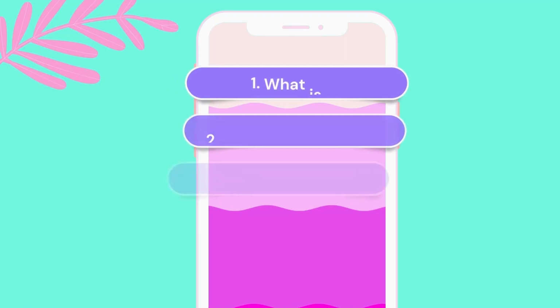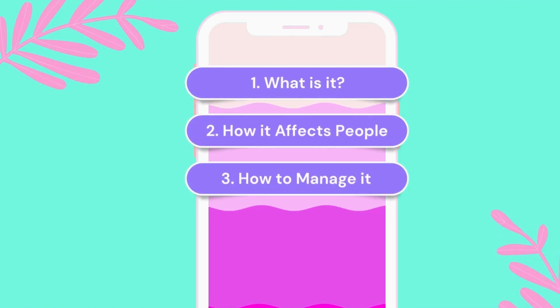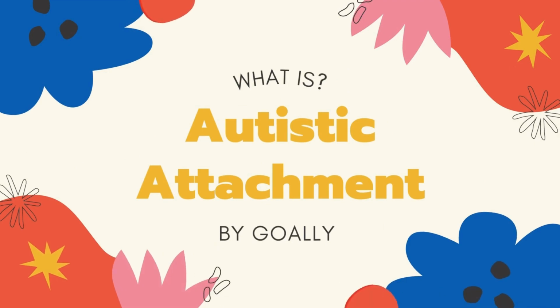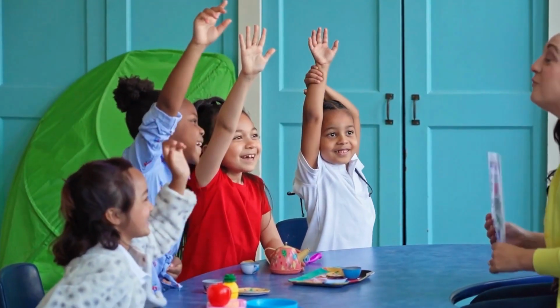You may have heard of the attachment theory, but what about autistic attachment? Let's talk about what it is, how it affects people, and how it can be managed. Autistic attachment is a phrase used to explain how people diagnosed with autism interact with other people.